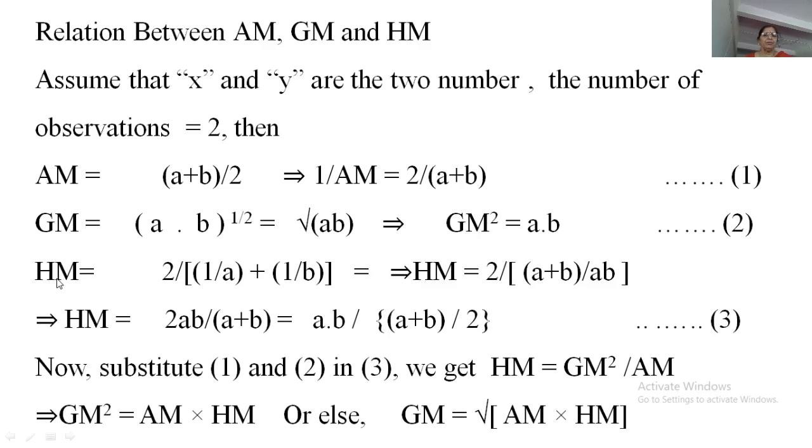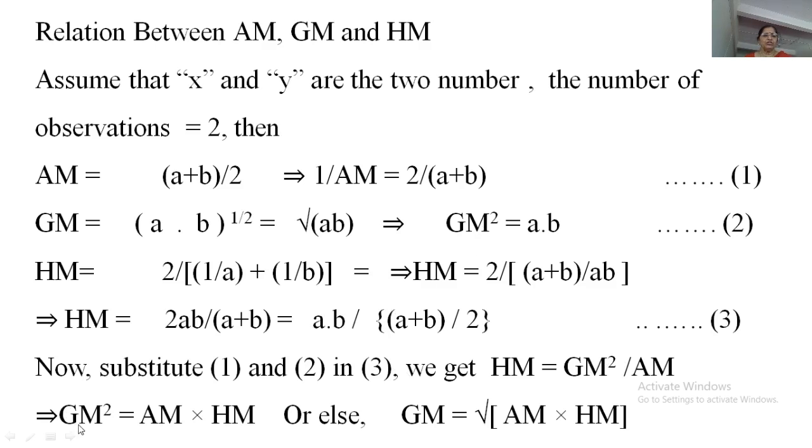Also, what is my harmonic mean? Harmonic mean is 1 upon 1 by 2 times 1 upon a plus 1 upon b. So if you solve it, what is my HM? HM is equal to 2 upon (a plus b) upon ab, or 2ab upon a plus b. So this is my harmonic mean. I'll take the 2 in the denominator like this. So it is a into b upon a plus b by 2. So a plus b by 2 is my AM, a into b is my GM square.